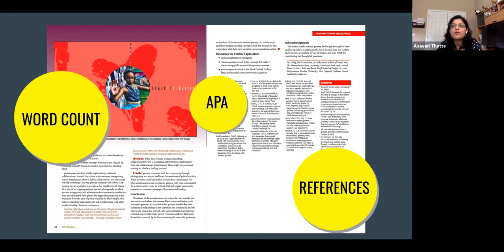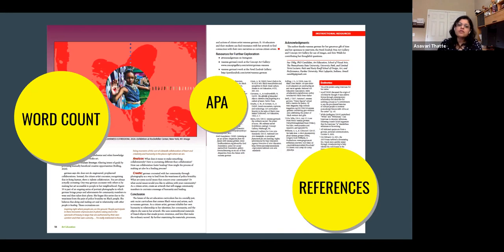Word count, we really, really, really are very strict. I hate to say very strict, but we really request that you honor the word limit, which is 2,500 words, because we cannot publish IRs longer than that. So the word limit would be 2,000 to 2,500 words.